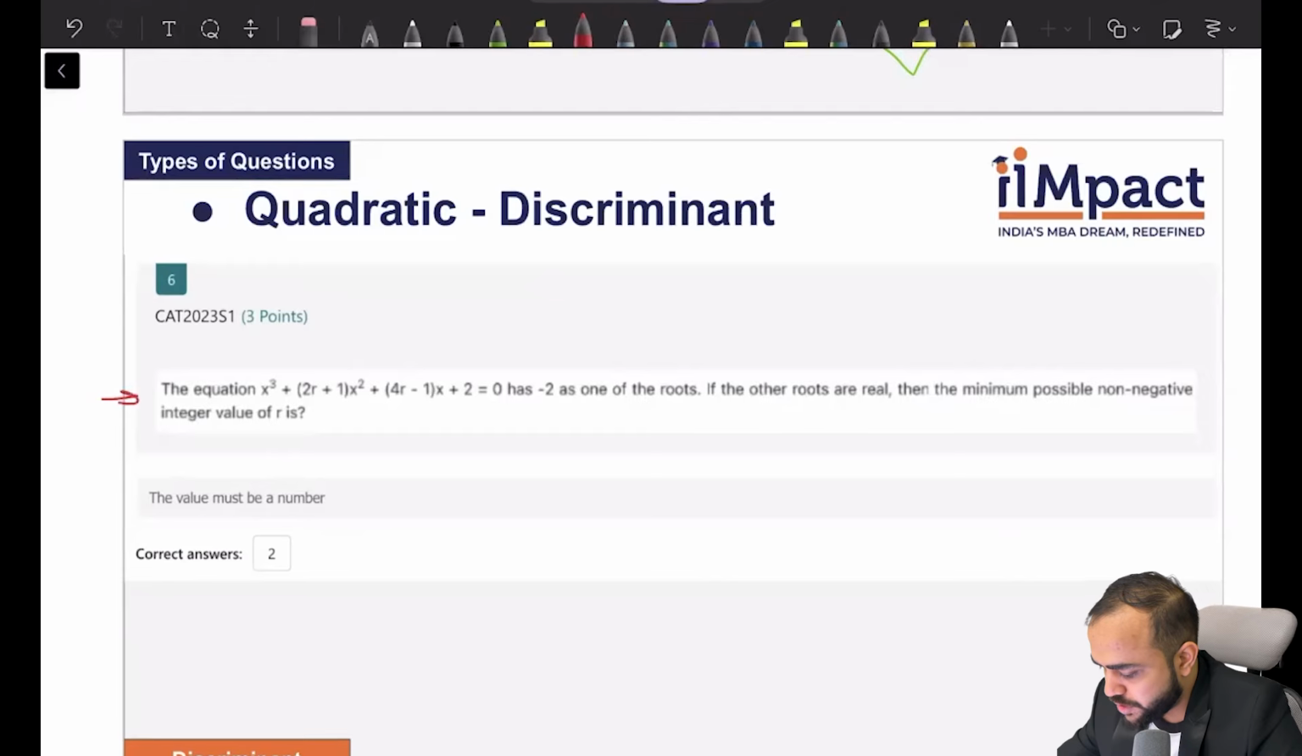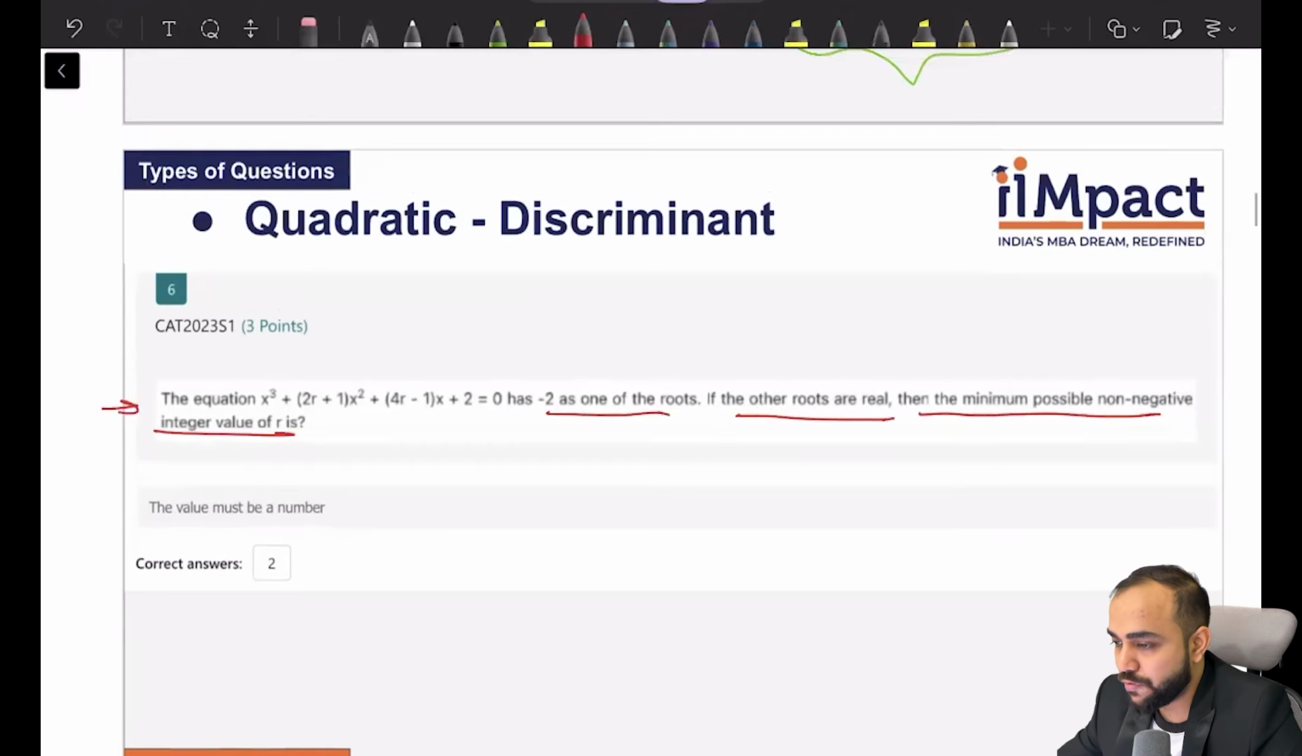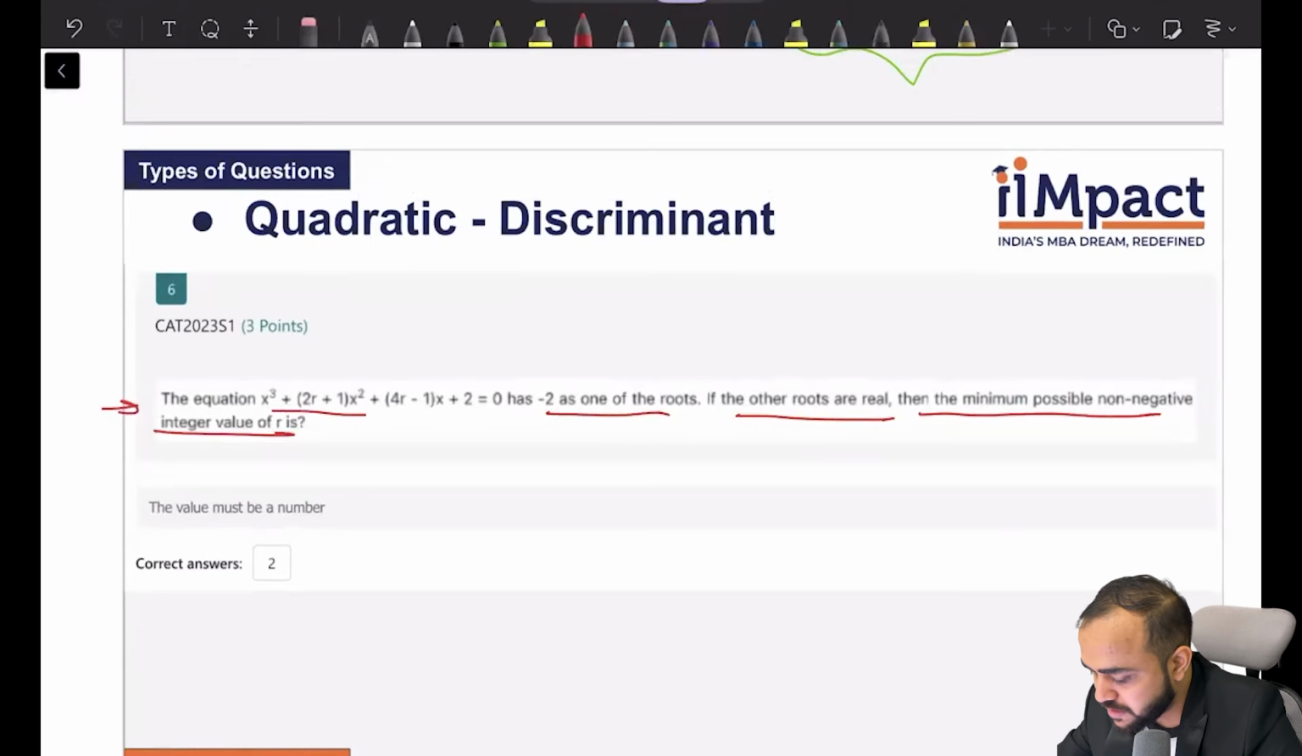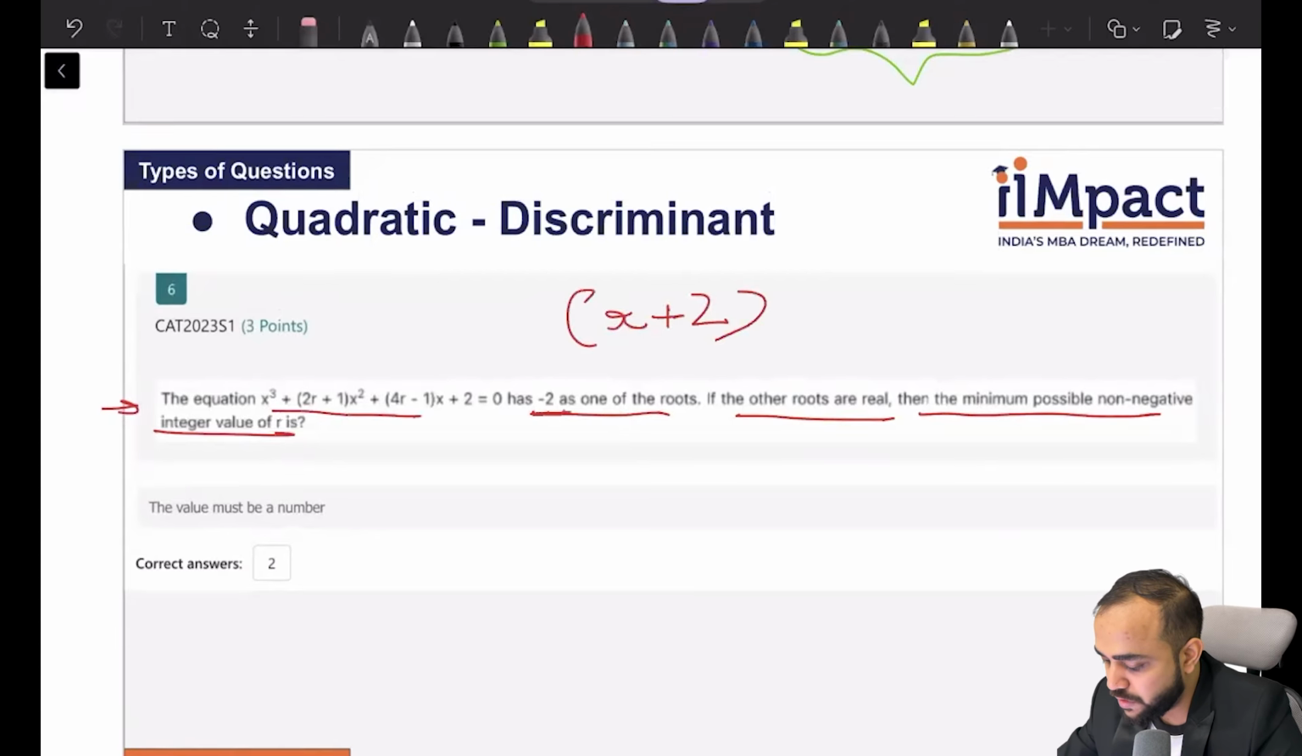Alright, so the equation x cube plus (2r plus 1)x square plus (4r minus 1)x plus 2 has minus 2 as one of the roots. If the other roots are real, then the minimum possible non-negative integer value of r is? So what will we do? We will factorize this. If minus 2 is one of the roots, then what are they saying? That x plus 2 will divide this.